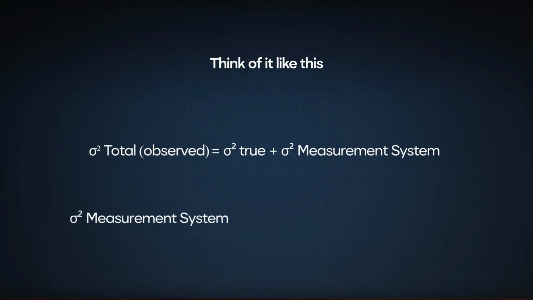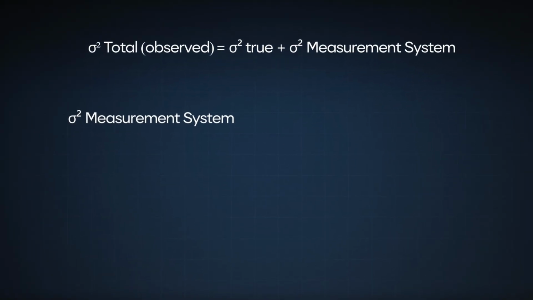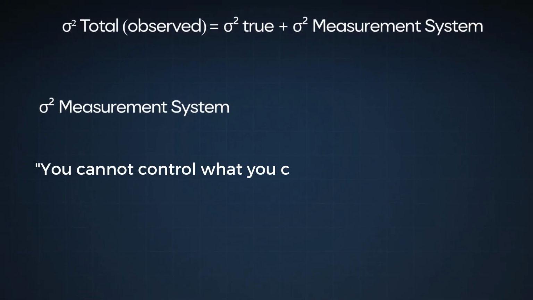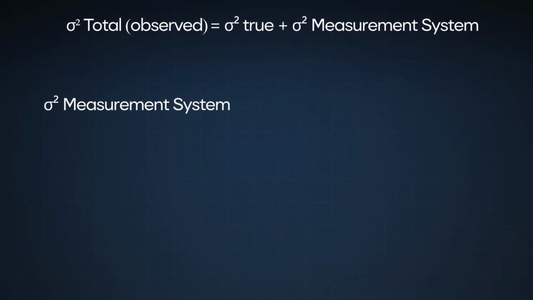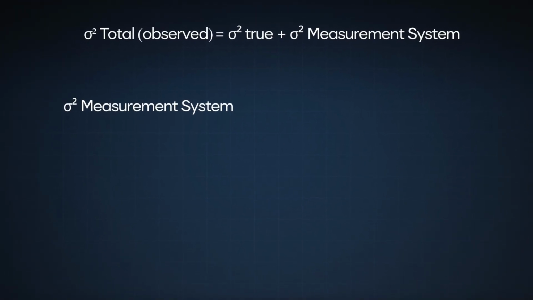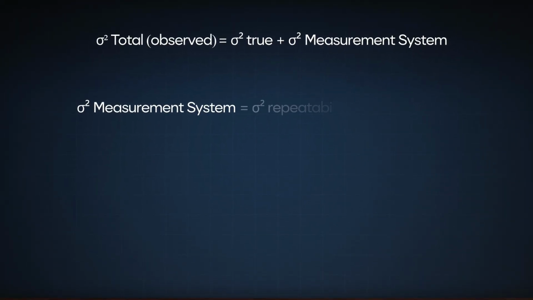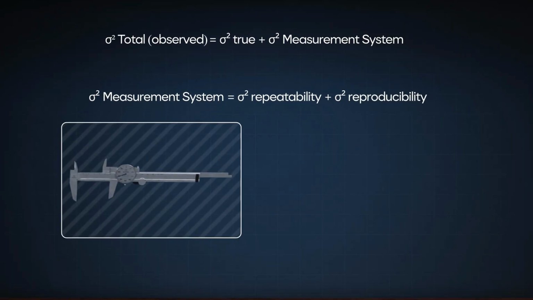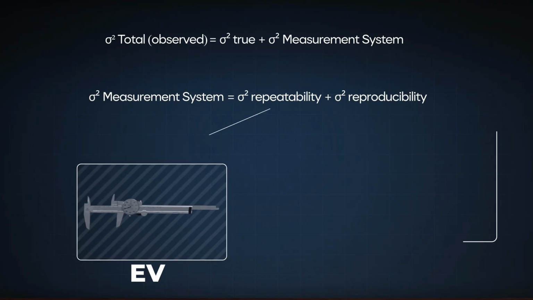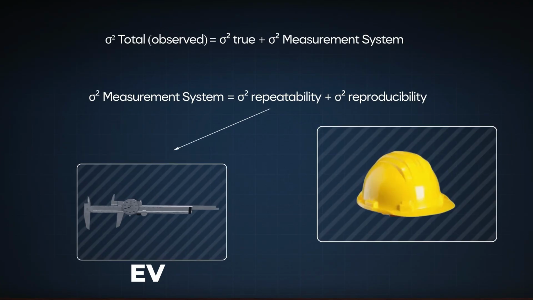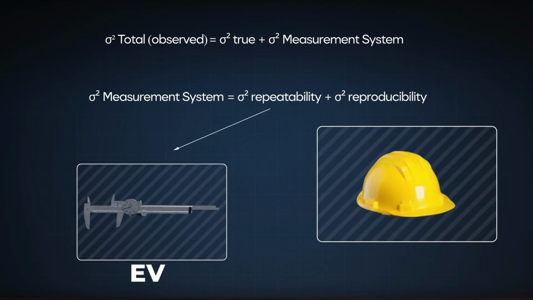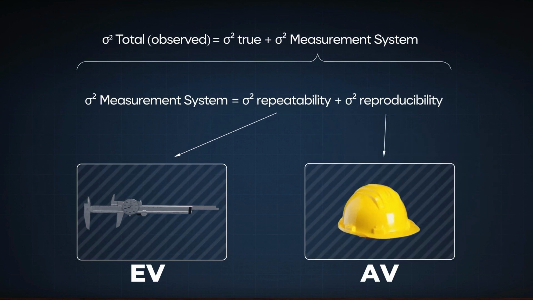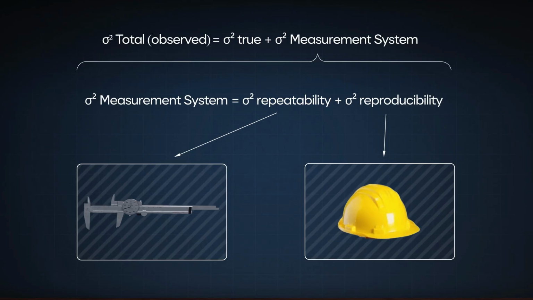If the measurement system variation is too large, it hides the true behavior of the process. That's why we say, you cannot control what you cannot measure correctly. This is where Gauge R&R comes in. Gauge R&R breaks measurement system variation into two parts. Repeatability, which is the equipment variation, symbolized as EV, and reproducibility, the appraiser variation, or the operator variation, symbolized as AV. Together they tell us how much variation comes from measuring, not from making parts.